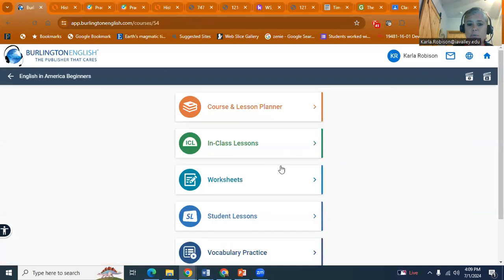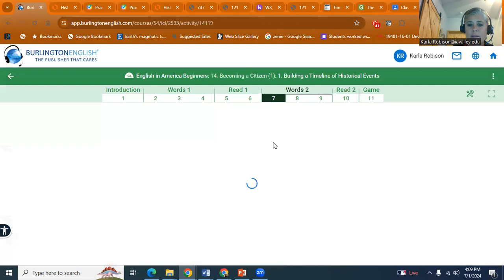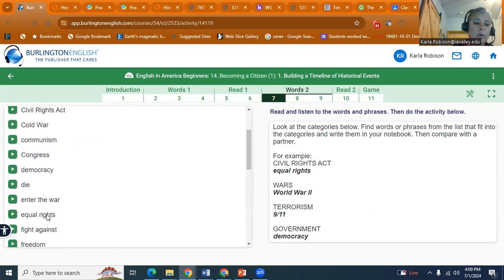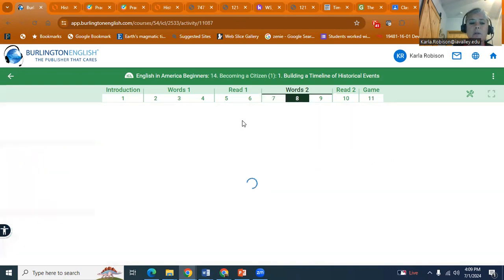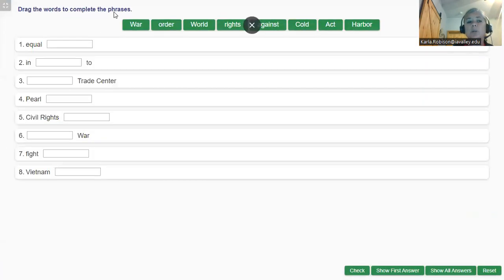Going back into a civics lesson. So that is this, where we had to sort the words into the right categories. And you can listen to them all here as well. All right, so we're going to drag the words to complete the phrases. So we have war, order, world, rights, against, cold, act, and harbor. We're going to complete the phrases.